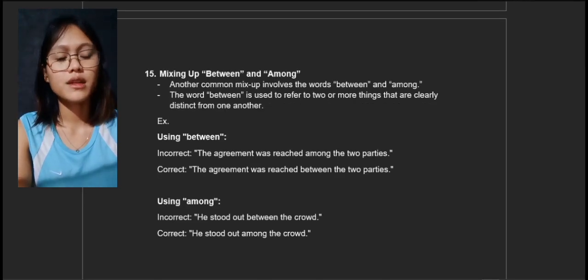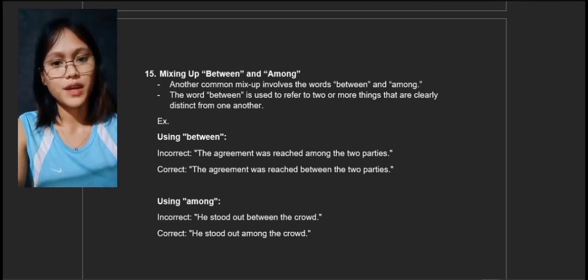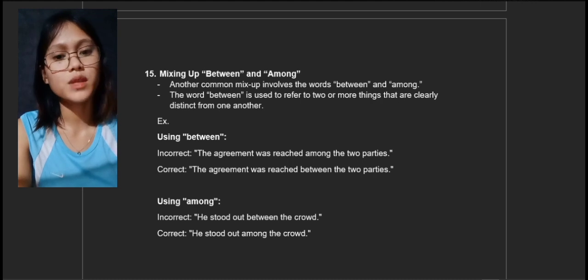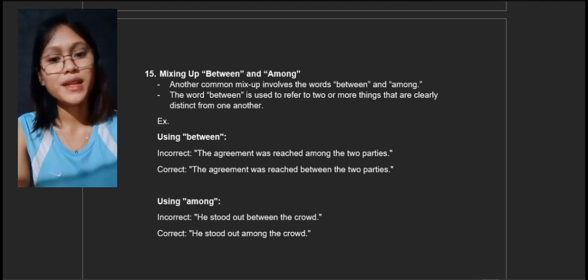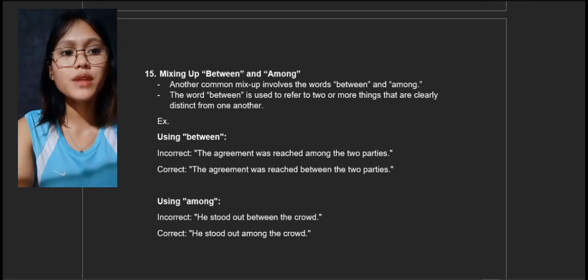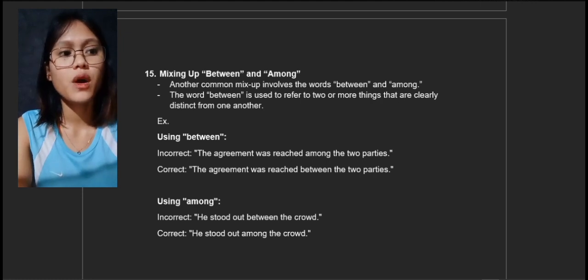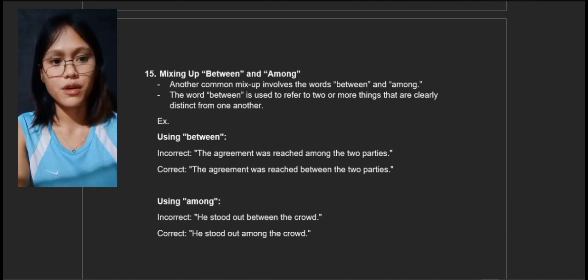Next is number 15, mixing up between and among. It is another common mix-up involving the words between and among. The word between is used to refer to two or more things that are clearly distinct from one another.